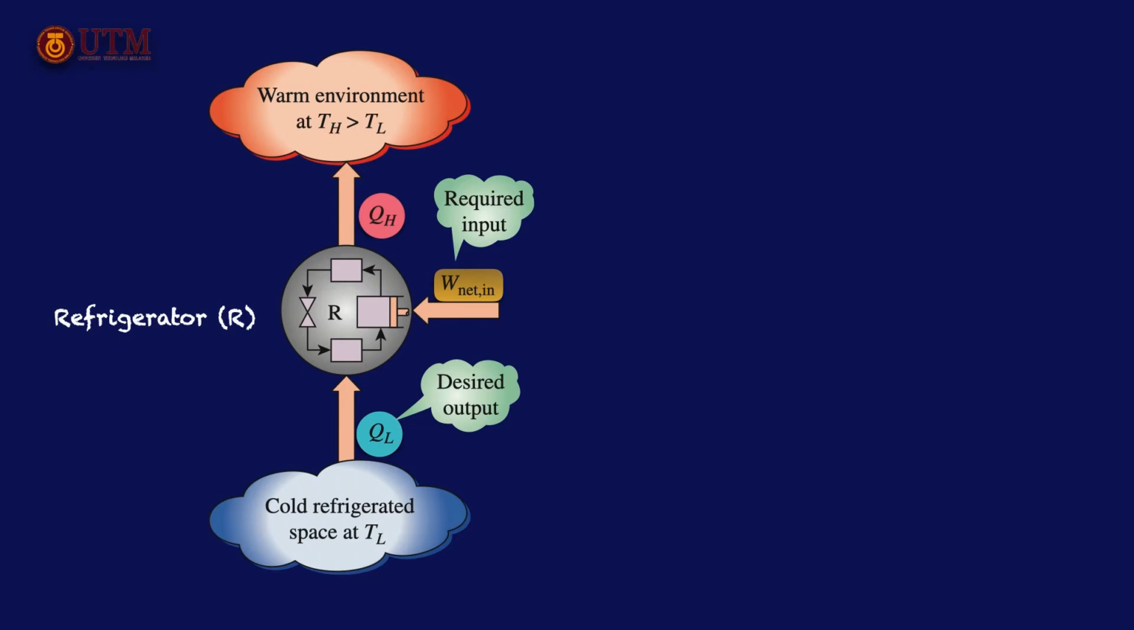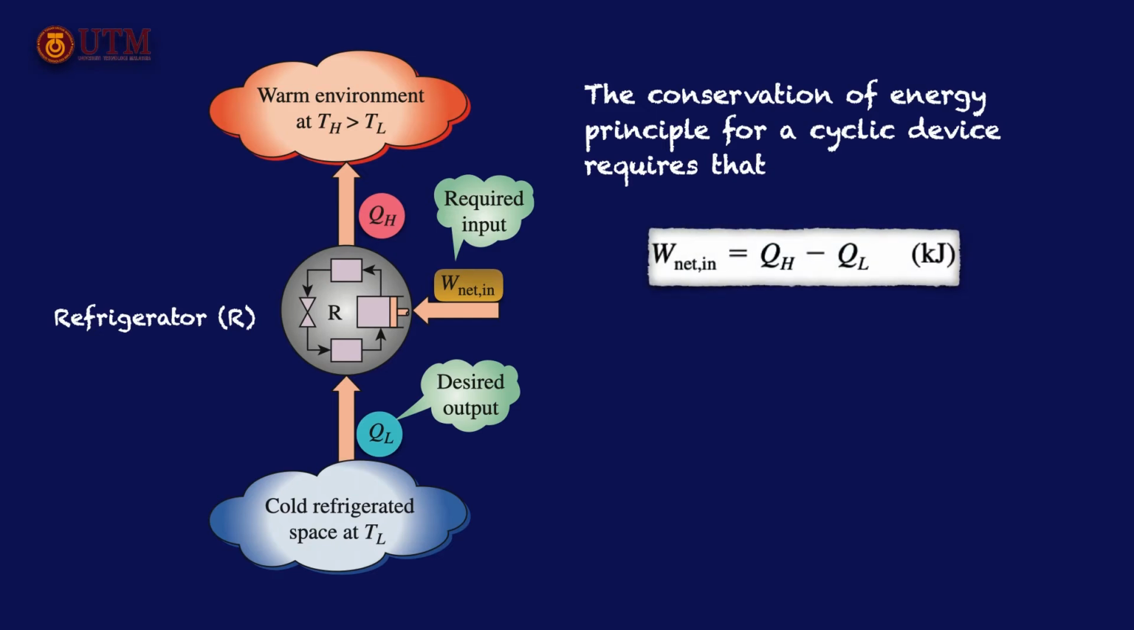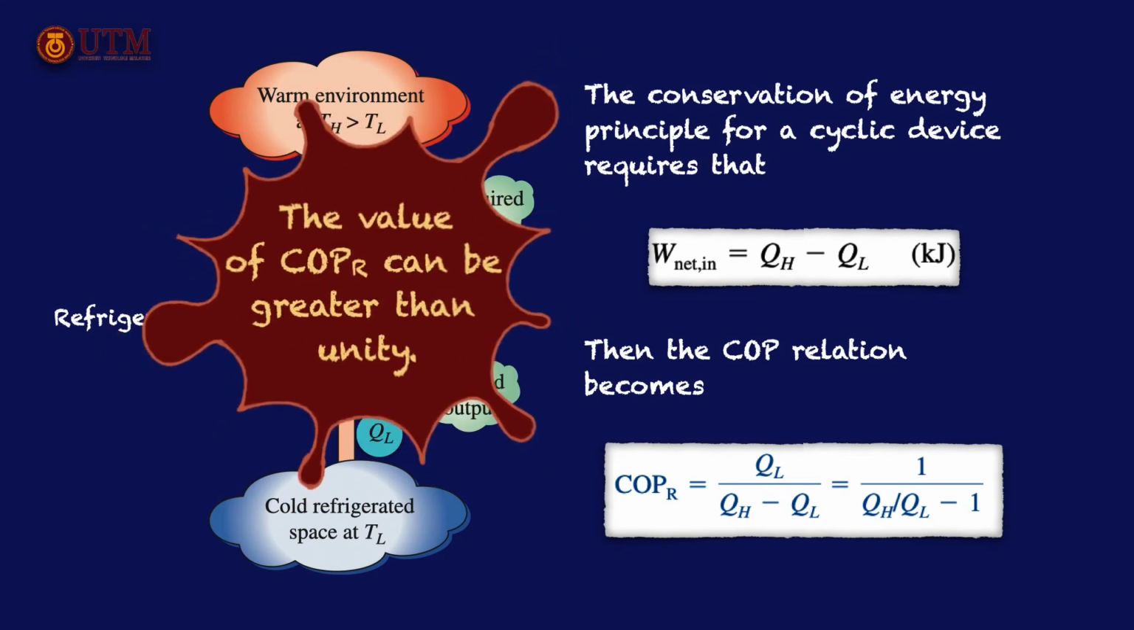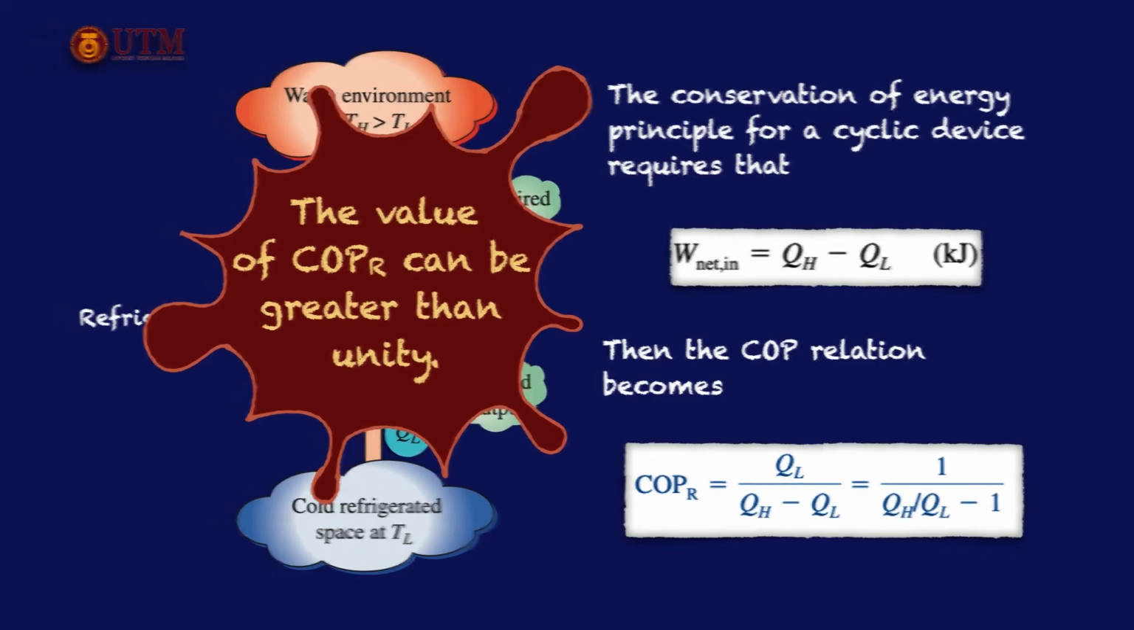The conservation of energy principle for a cyclic device can relate work and heat as follows. Therefore, the COP relation becomes the following expression. The value of COPR can be greater than unity. That is, the amount of heat removed from the refrigerated space can be greater than the amount of work input.